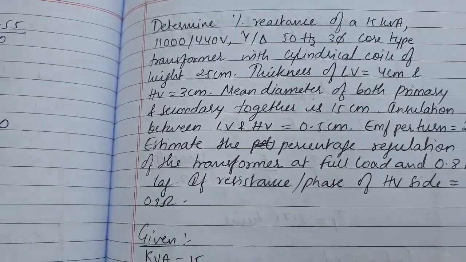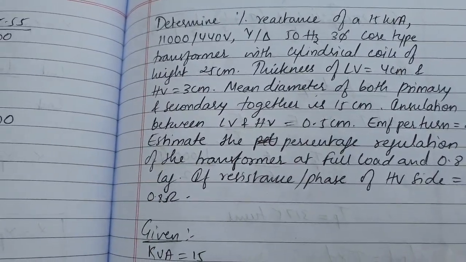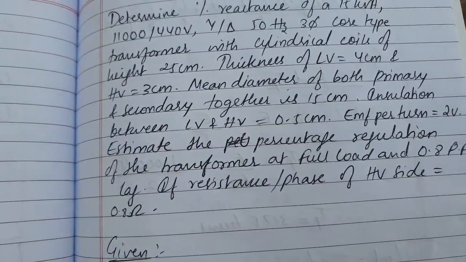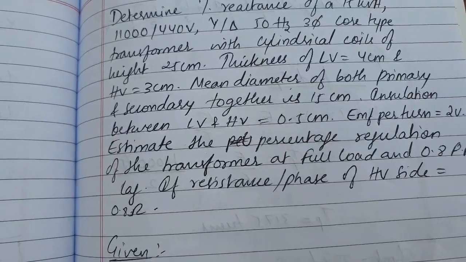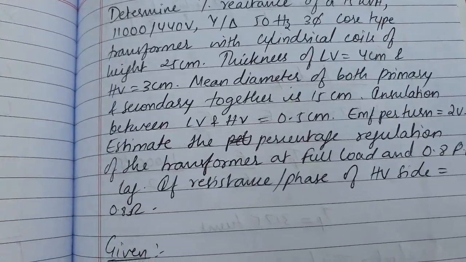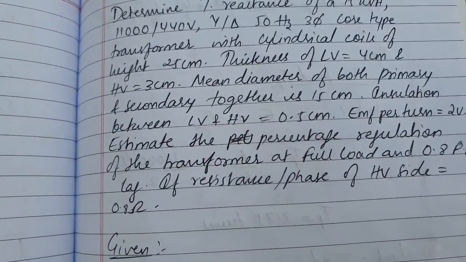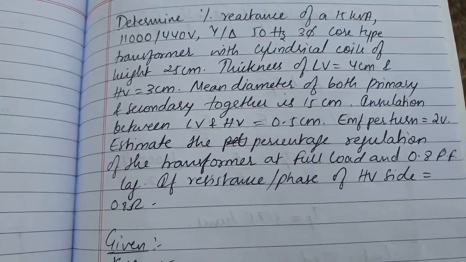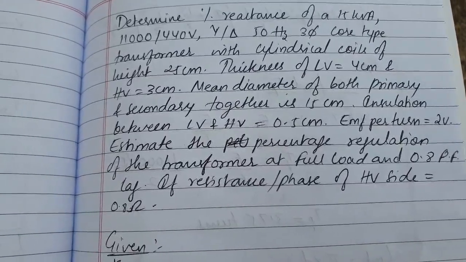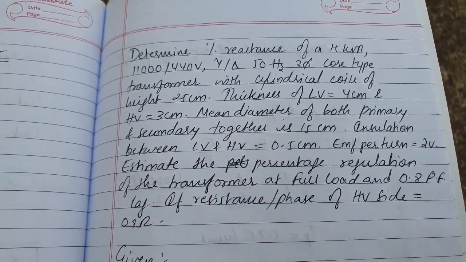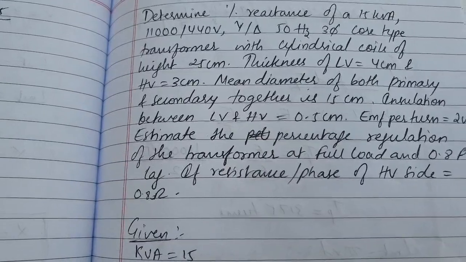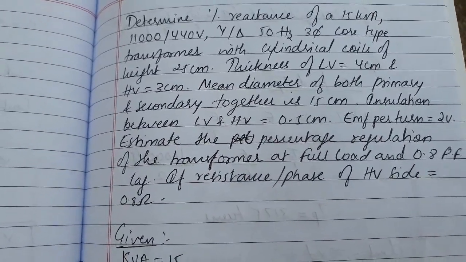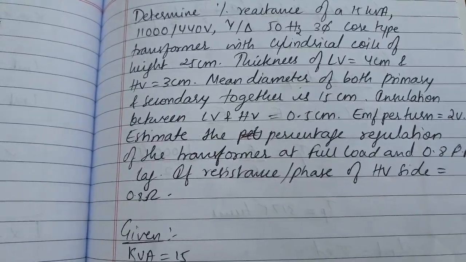Mean diameter of both primary and secondary together is 15 cm. Insulation between LV and HV is 0.5 cm. EMF per turn is 2 volt. Estimate the percentage regulation of the transformer at full load and 0.8 power factor lag if resistance per phase of HV side is 0.8 ohms.